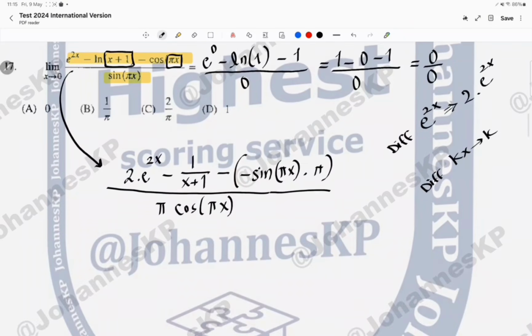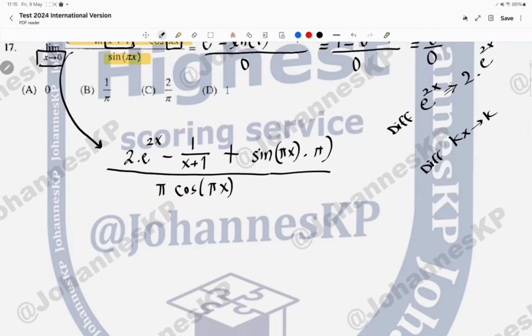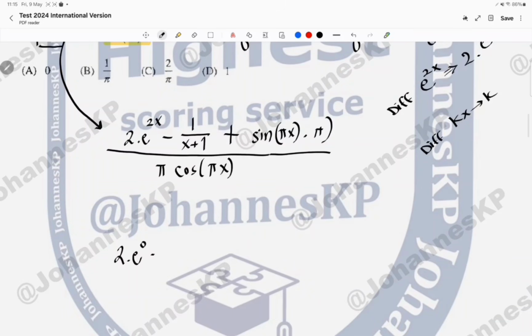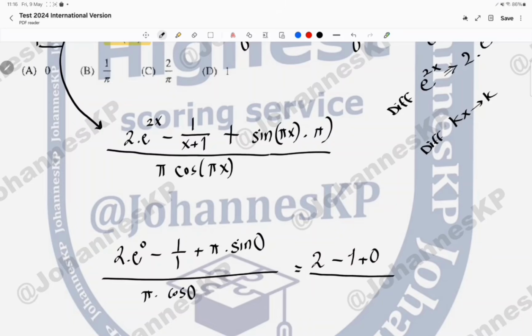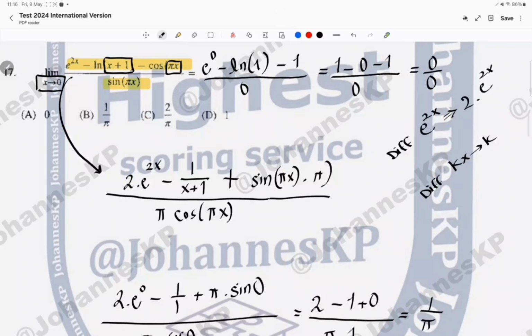And now we can plug in x of 0. But first, let me just make this negative into positive. And I'll plug in the x of 0. So 2e^0 minus 1 over 1 plus pi sine of 0 over pi cosine of 0. So e to the power of 0 is just a 1. So 2 times that is just a 2. Minus 1 plus 0. Pi times 1. So 1 over pi is the answer. Okay? Which is B.